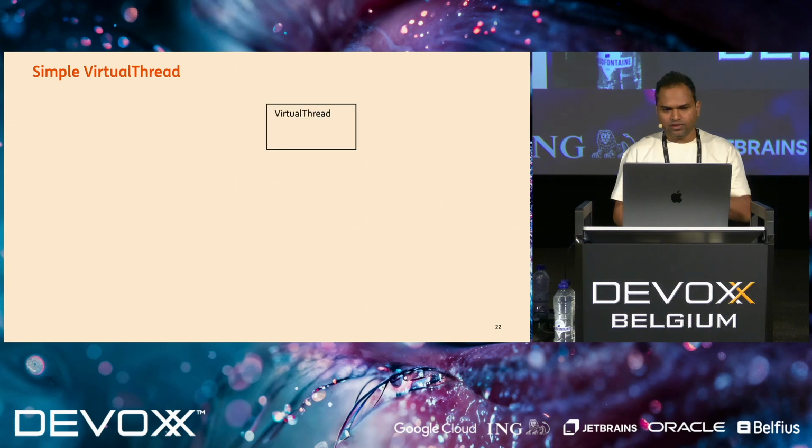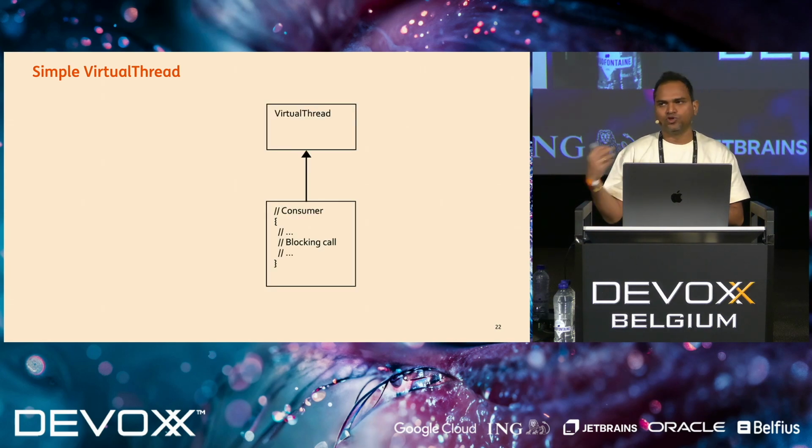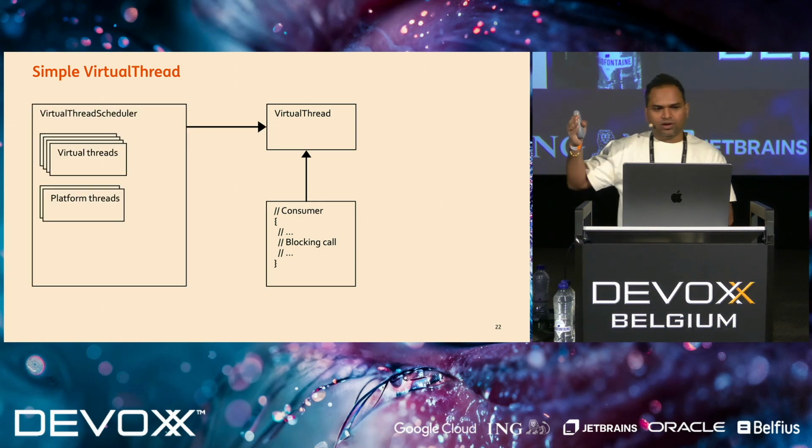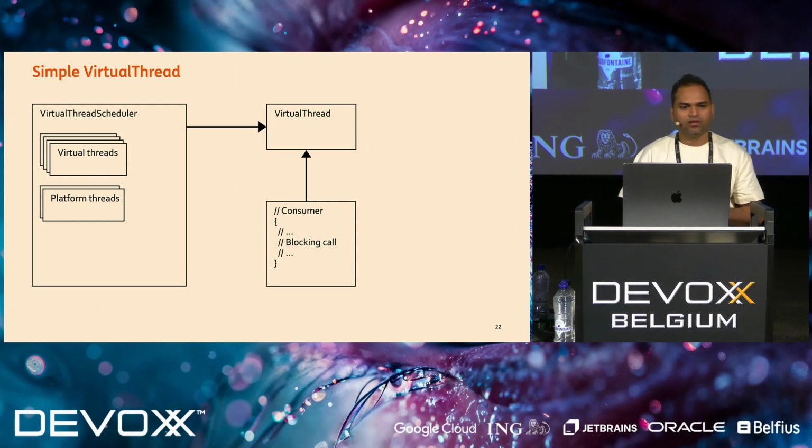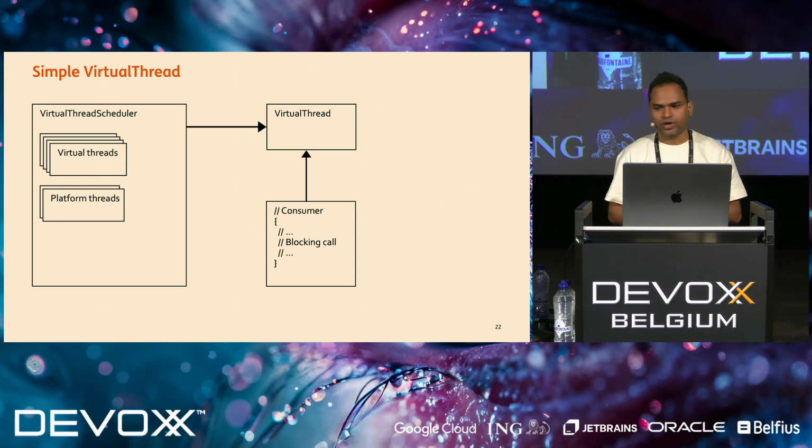We'll start with the virtual thread class, of course, and then we'll create a consumer which will use that virtual thread and will create a bunch of virtual threads. Also, these threads will have some blocking calls. And we will create a virtual thread scheduler, which will have a bunch of virtual threads and a bunch of platform threads, and it will schedule these virtual threads onto these platform threads. Okay, this looks like a pretty reasonable design for our implementation. So let's go ahead and implement that.